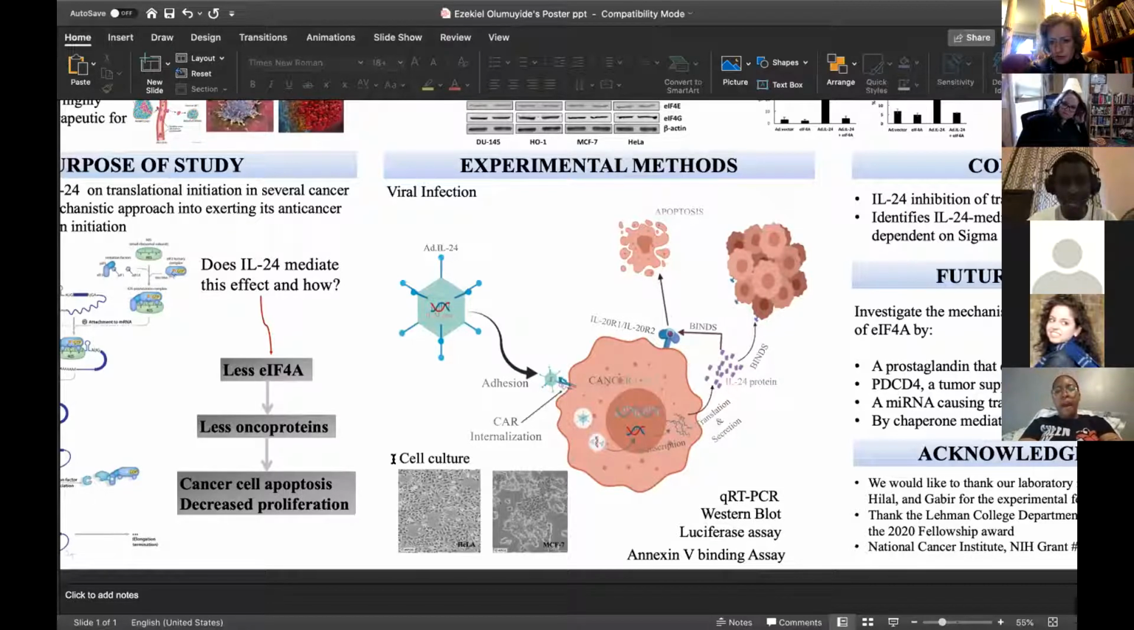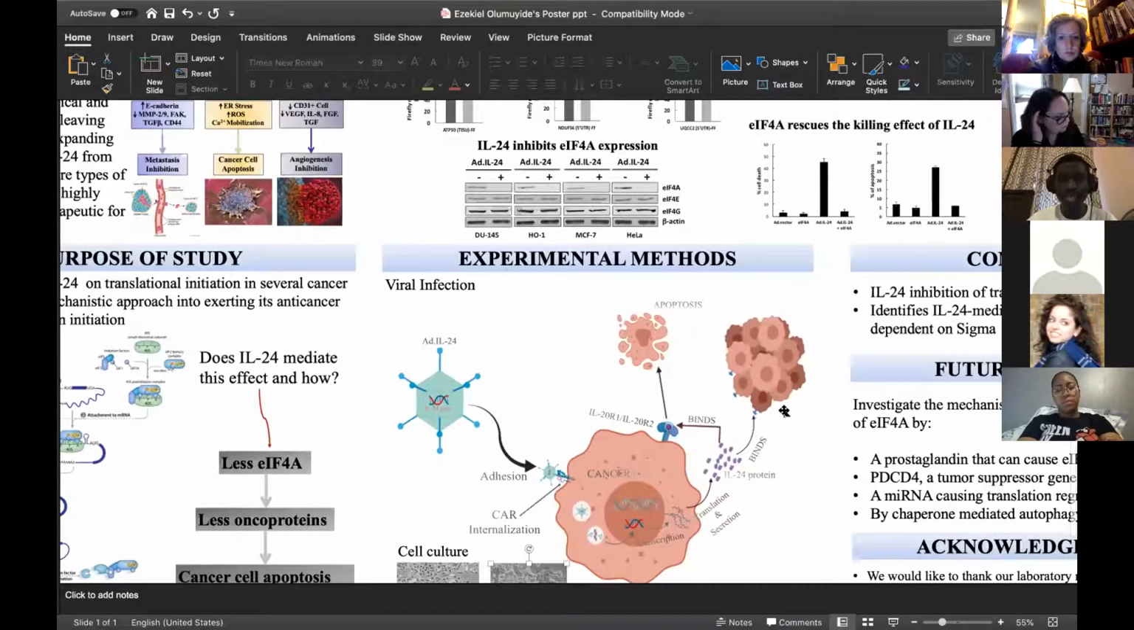And to do this, we use cell culture. This is HeLa cells, and this is MCF7. HeLa cells are cervical cancer, and MCF7 are breast cancer cells. We also use qRT-PCR, Western blots, a luciferase assay, and an Annexin V binding assay.